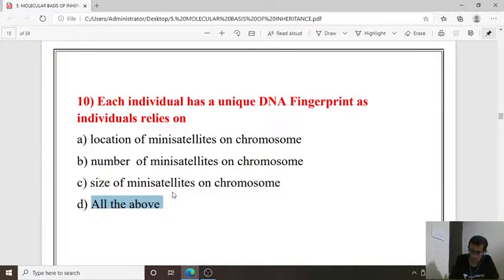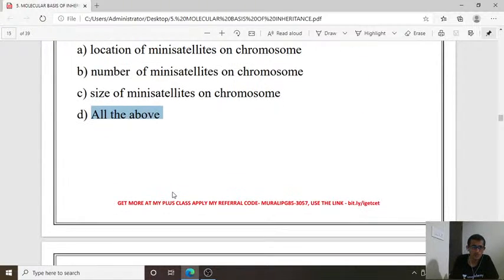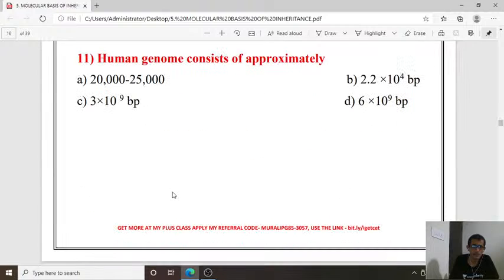Okay, next, question number 11. The human genome consists of approximately how many base pairs? What about the base pairs observed in the case of human genetic material? So the 11th one, it is C, 3 into 10 to the power 9 base pairs.